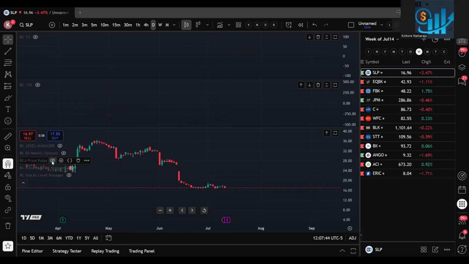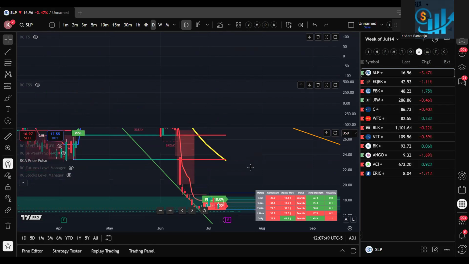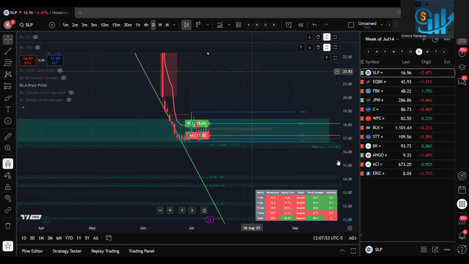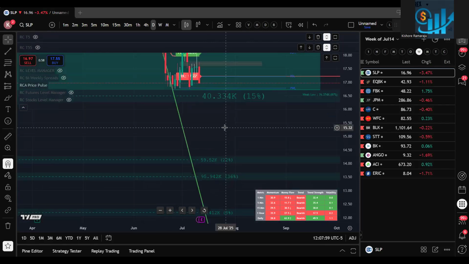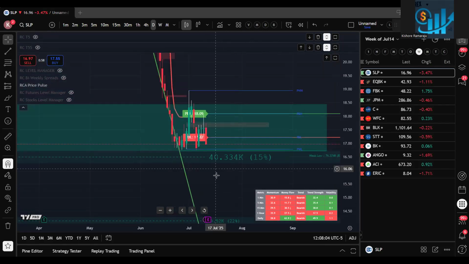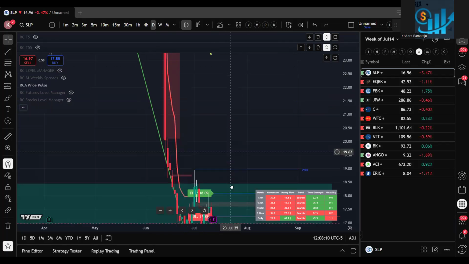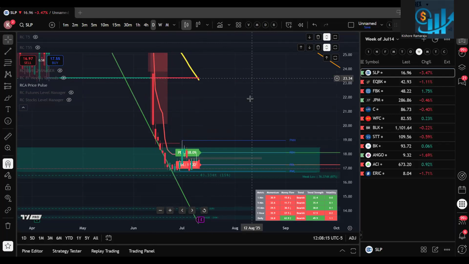If you see the price pulse, you see that there are big companies ready to buy the stock here. Nearly 40.3 thousand buy orders here, 59,000 buy orders here. So if we do a bull put spread here, your chance of risk is very, very less because it already got oversold. There is a high possibility for price to go up.